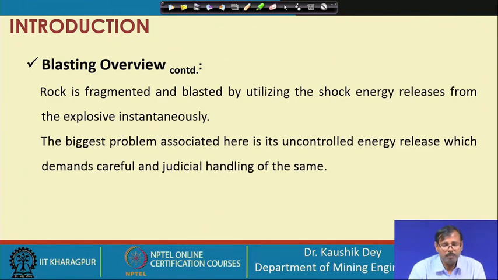So, rock is fragmented by blasting, utilizing the shock energy released from the explosive, and remember this release of energy is instantaneous. If you look at the duration of the release of energy from explosive, it is almost less than a millisecond. So, this release of energy can be considered instantaneous, and it is very high. Often the pressure generated by this release of energy exceeds 2,50,000 bar, that means more than 250 kilobar pressure is generated by the explosion, which will devastate anything that comes in front of it. And this biggest problem of uncontrolled energy release demands very careful and judicious handling of the explosive.